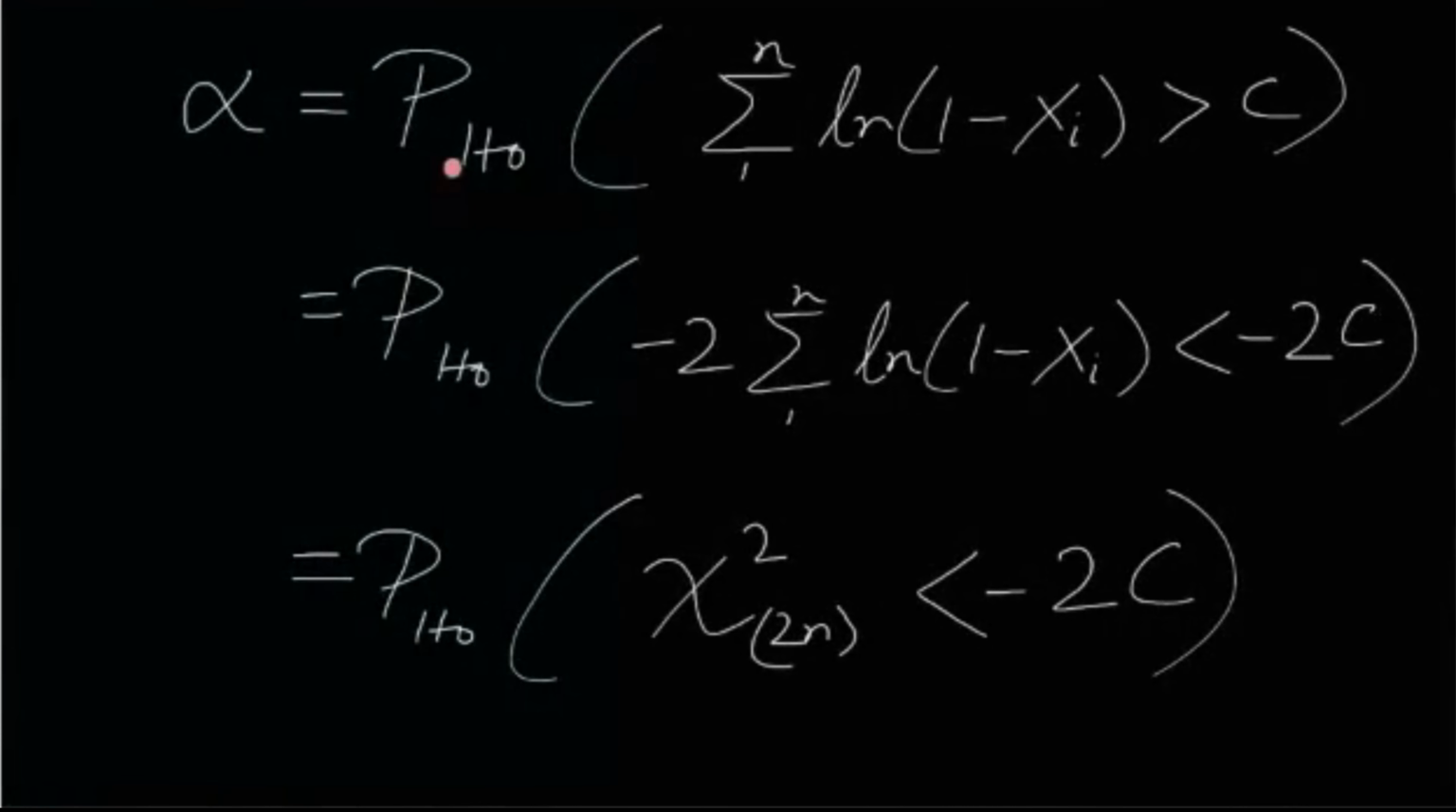Now, ultimately coming back to this problem, alpha is equal to the probability under H naught of this thing being greater than c. Now just multiplying by minus 2 on both sides, minus 2 summation log of 1 minus x is less than minus 2c, right? This entire thing is actually chi square 2n. So this is nothing but the probability under H naught that chi square 2n is less than minus 2c. This thing is alpha, right?